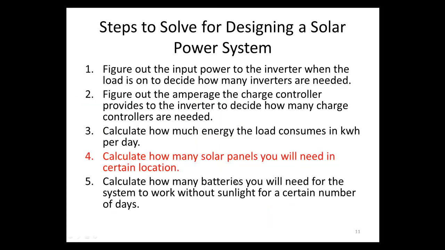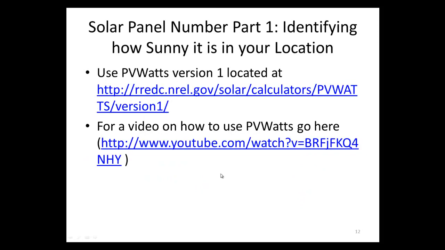So step 4 is to calculate how many solar panels you'll need in a certain location. Okay? So sunlight varies over certain locations. So what you're going to need to do is figure out how sunny it is in your actual location. What's nice is that the National Renewable Energy Lab has a program called PV Watts, which is very easy to use and is a simulation to figure out how sunny your area is.